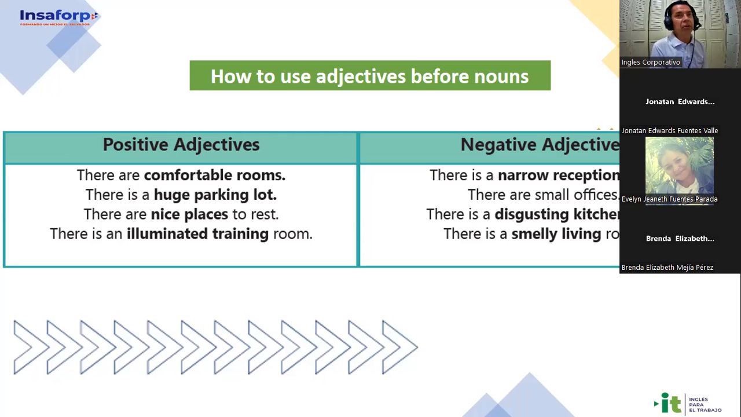But some adjectives sometimes are not, how can I say, good, right? For example, narrow means, you know, stretcher, right? There is a narrow reception area. When you go, you go like this, right? Okay, narrow. There are small offices. Oh, those are small offices, right? Where you are in a cubicle, right? Only you and your computer. So there is a disgusting kitchen area. There is a smelly, apestoso, right? Smelly living room.